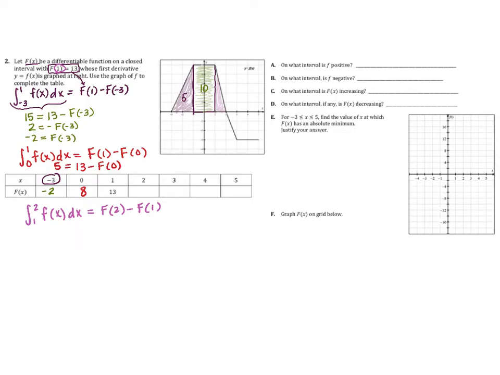So we need to find this small bit here, and we're going to do 1/2 our base times our height. That looks like that's going to generate for us 2.5 in that area there. So down here I know I have 2.5 equals F at 2, which is what we're looking for, minus 13. And so when we add that 13 over, it looks like we're going to get 15.5.